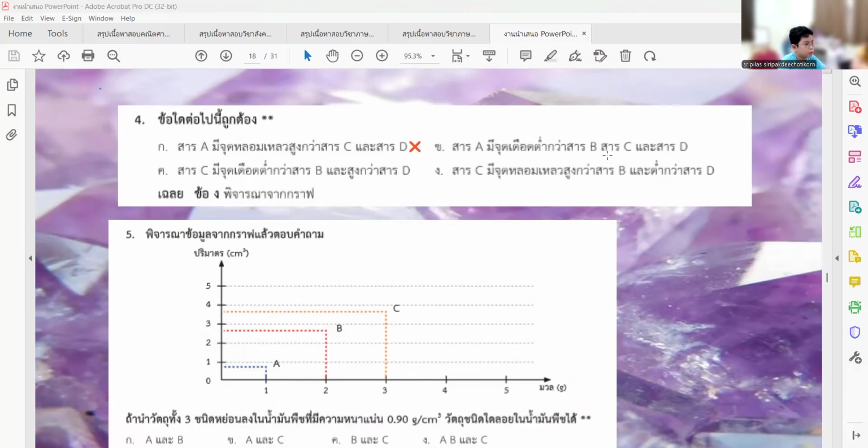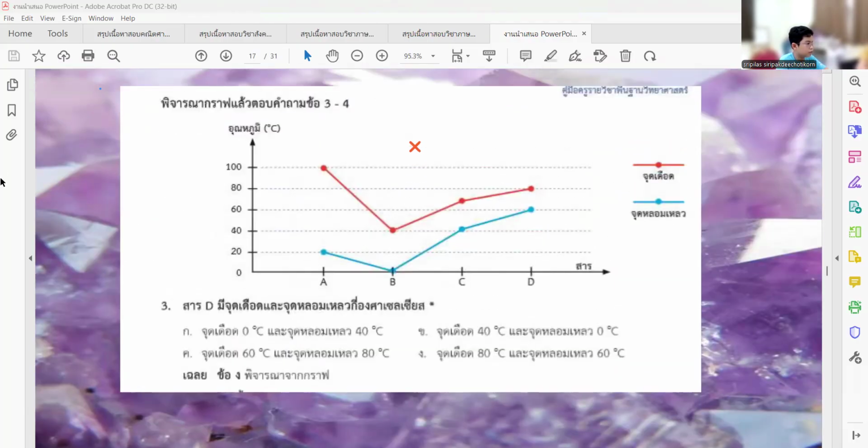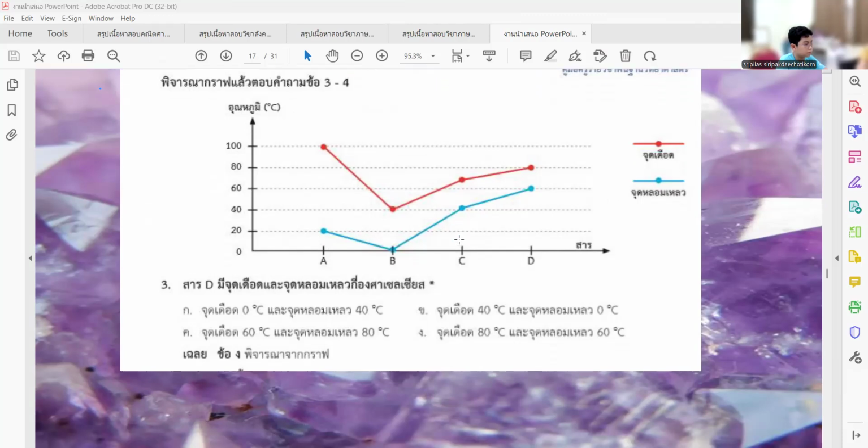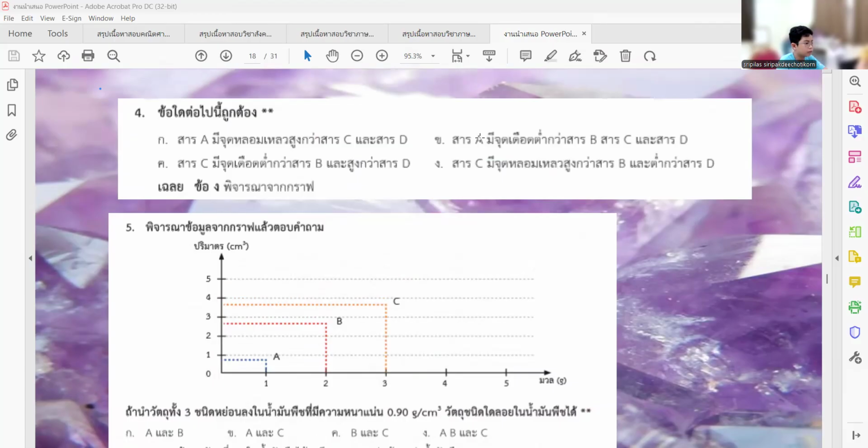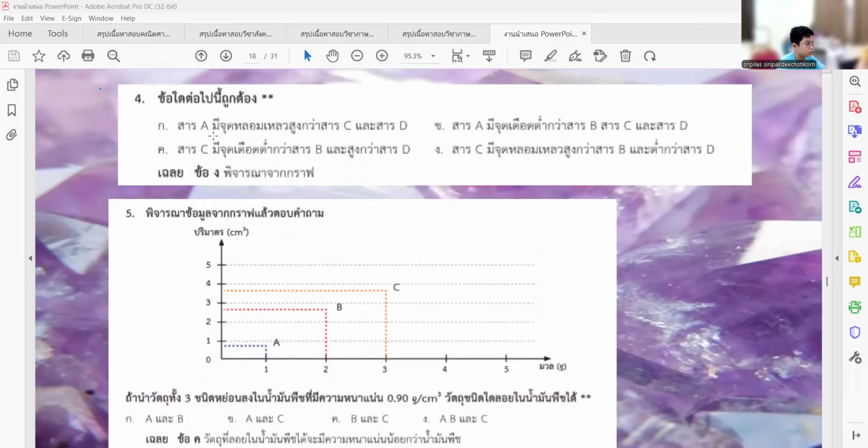A has a lower melting point than B, C, and D. Let's see if it's true. Lower melting point than B, C? No, B is lower. Let's go to D. I'm going to skip this one.